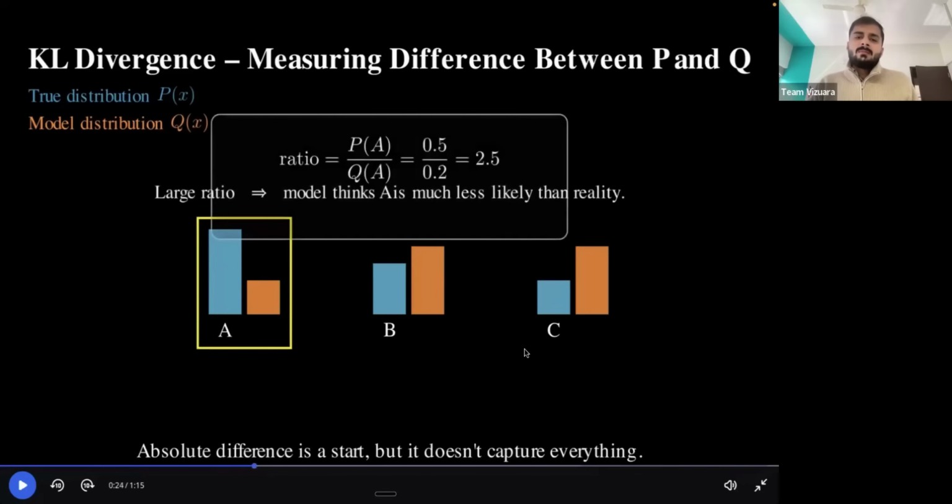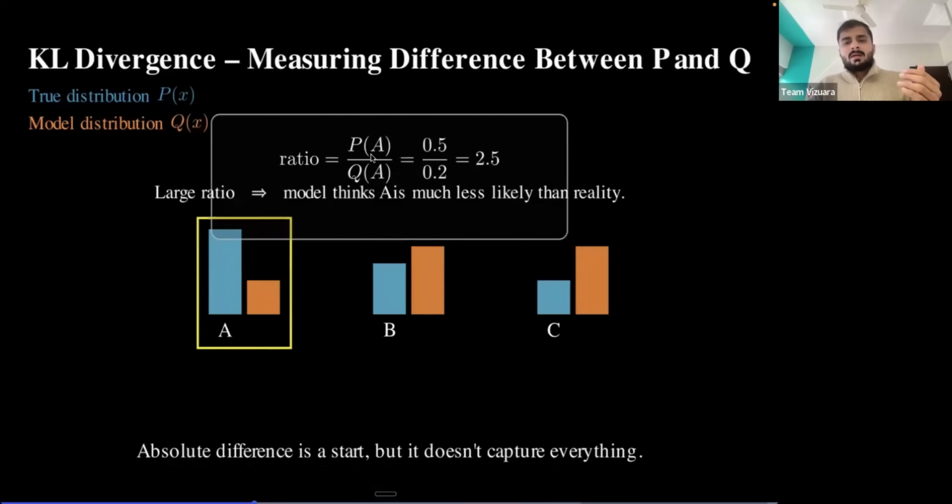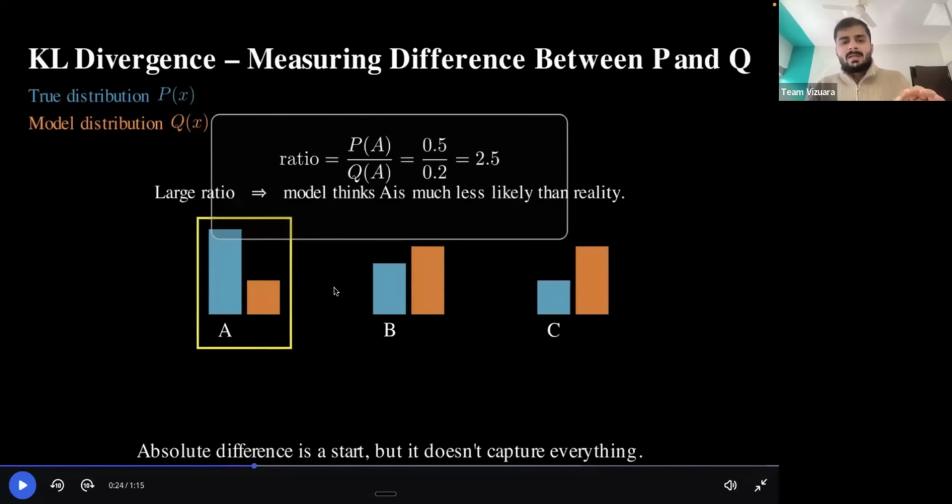So if we take the ratio P of A divided by Q of A, if the ratio is very large, it means that our model is thinking that the observation A is not very likely, whereas in reality it is very much likely. So the ratio is indicative of something, right? A very large ratio means something specific. Whereas if you take the difference, you won't get values which are very large ever. You'll just end up with values between 0 and 1.